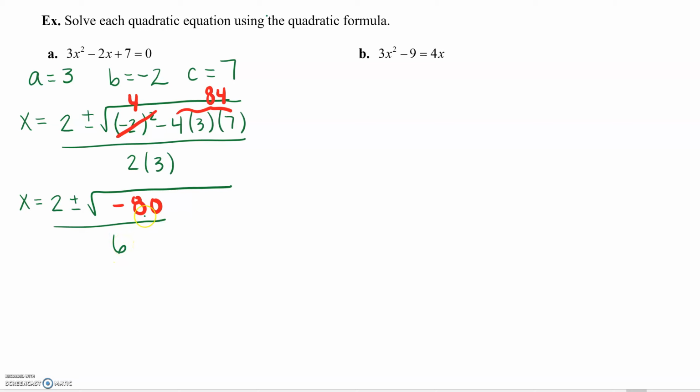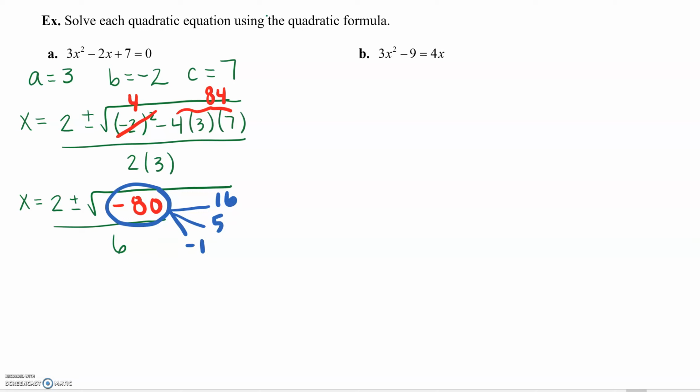Now it may look like we're done, but we want to keep simplifying. So the next thing I want to try to do is take this negative 80 that's inside the square root and see if I can simplify it. I like to start thinking of what are factors of negative 80. I try to think of ones that are perfect squares so that I can take the square root. So the first thing I think of is 16 and 5, and of course that negative 1.